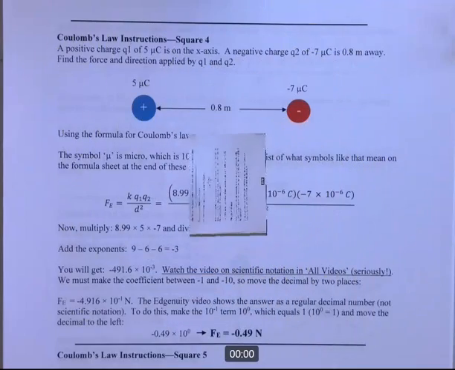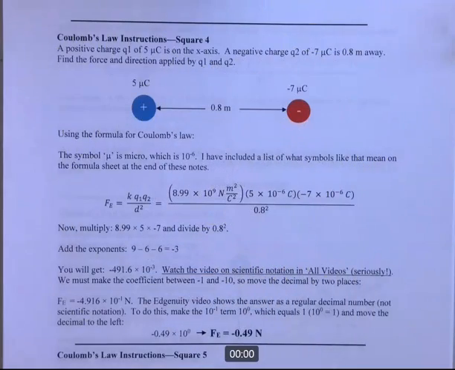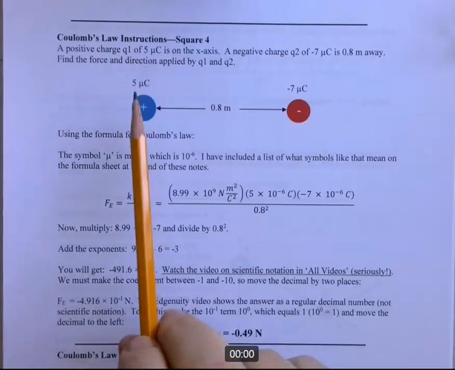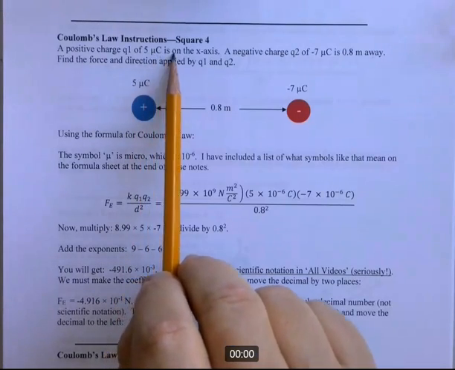Okay, so square 4, they're going to actually work a problem. This problem you should know how to work, and it's really just plugging in numbers. This is not the big complex problem I was talking about. The first thing we are going to do is read it, and it says a positive charge, Q1, of 5 microcoulombs is on the x-axis.